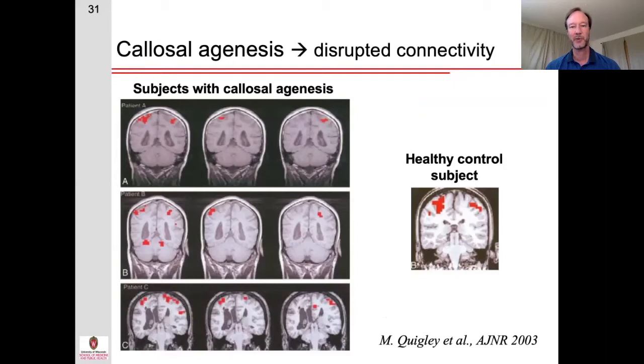Another piece of evidence why resting connectivity is neuronal is in this study from Quigley and colleagues, also from here in Madison. It turns out there are some individuals who are born without a corpus callosum, called callosal agenesis. And in a typical healthy control subject, you would see nice bilateral connectivity. That is, things on both the left and right show strong connectivity. However, in these patients with the callosal agenesis, you see a somewhat asymmetric pattern of connectivity.